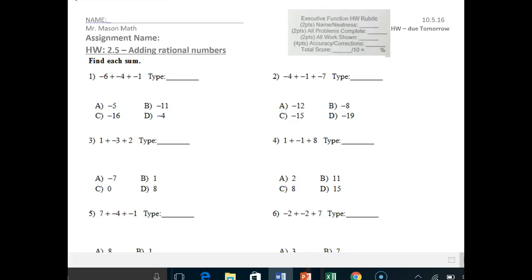So tonight I'm going to help you out with homework 2.5, adding rational numbers. Remember, we're always going to label the type and then show our work. For number one, what type of problem do I have if I have -6 plus -4 plus -1? That's simple. It's SSAK. Since they are all the same signs, I'm going to add them up and keep the signs. So basically, I'm just doing 6 plus 4 plus 1, which is 10, plus 1, which is 11. And I want to keep the sign, which was negative, so -11.